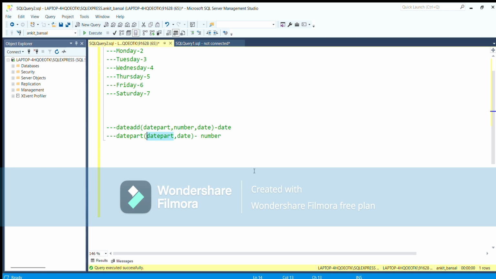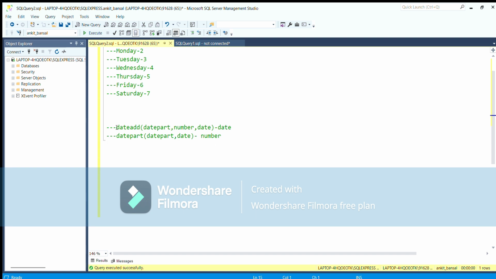Like, get the year of 9 October 2025. Then what should I do? I should write year over here and write the date 9 October 2025, and the DATEPART function will give me the number 2025, because I want to fetch the year of this date. Okay, so this is how the DATEPART function works.